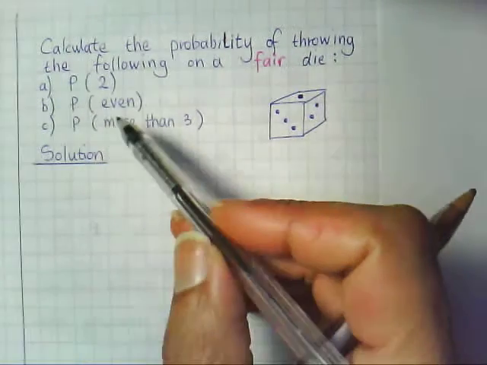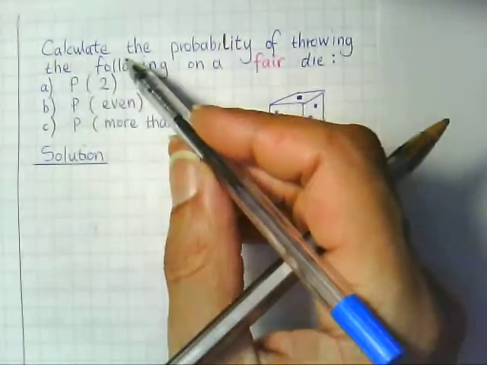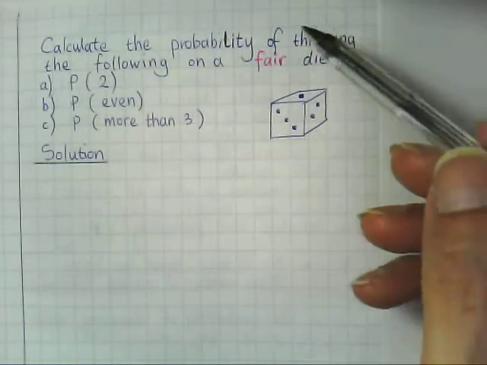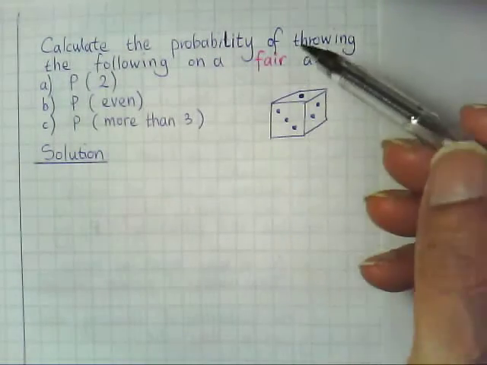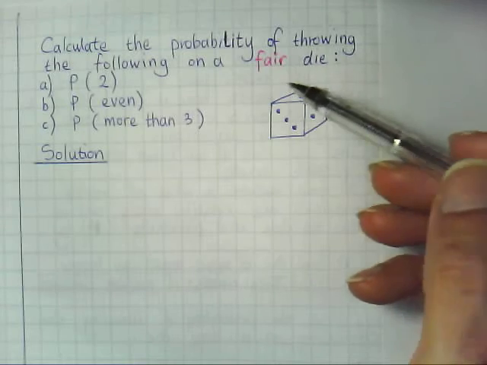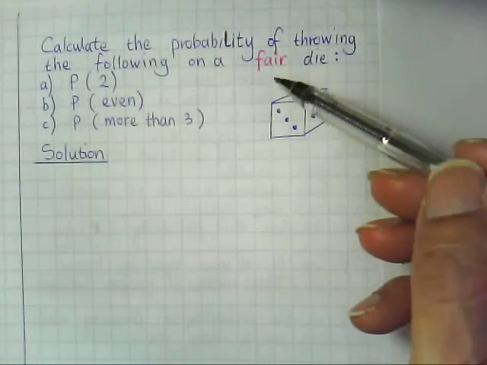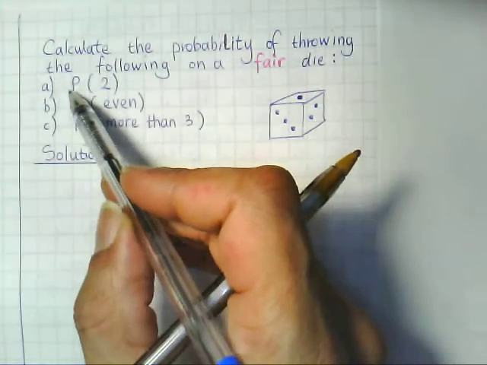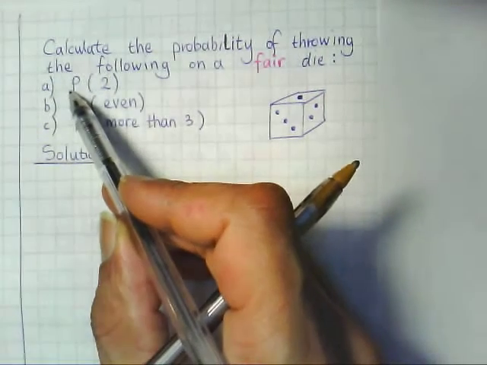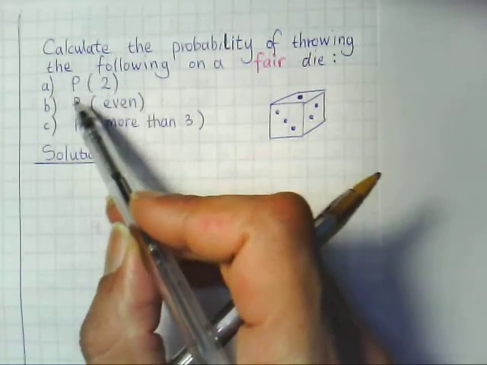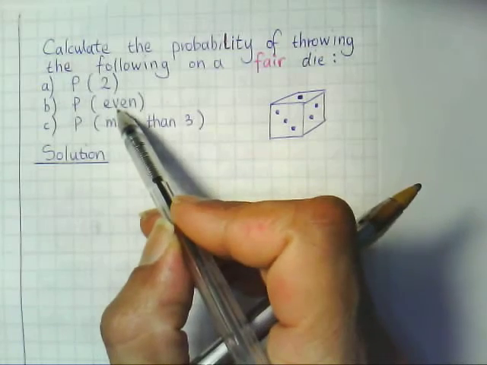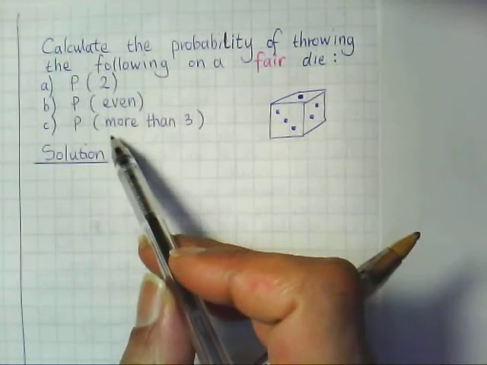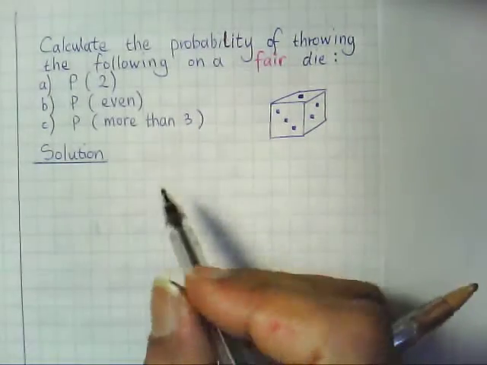In this question, we're asked to calculate the probability, or theoretical probability, of throwing the following on a fair die. So that means all of the sides have an equal chance of occurring. So here we're asked for part A to work out the probability of throwing a 2, for part B, the probability of throwing an even number, and part C, the probability of throwing a number more than 3.